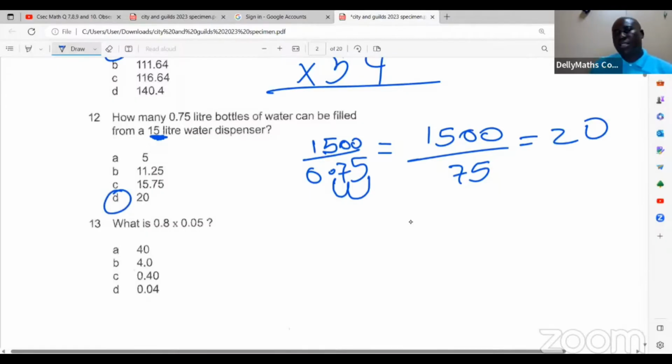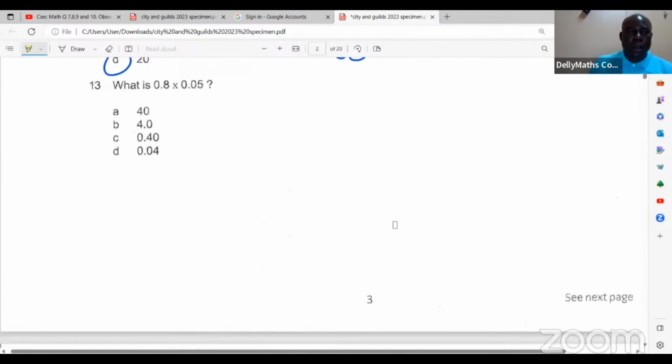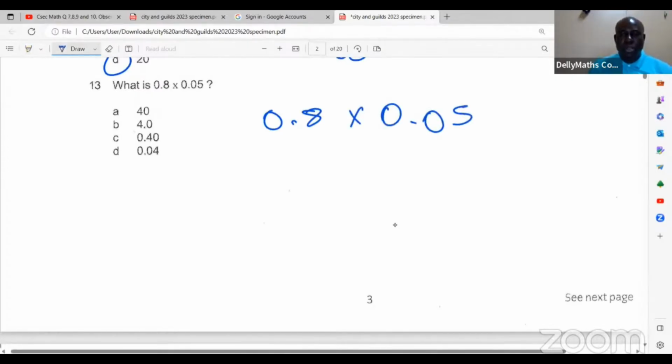So the bottom line is you want to change your decimals to whole numbers for the denominator and make sure that you balance back the idea for the numerator. All right, so with this here, we're looking at 0.8 times 0.05, right? So you have to be careful with those ideas. You don't want to make a mistake.